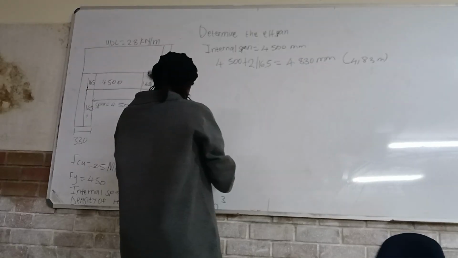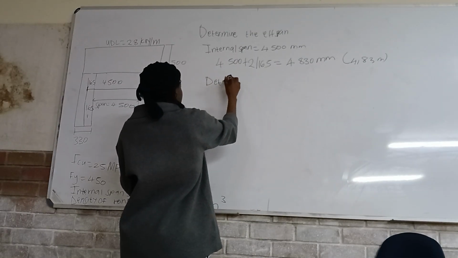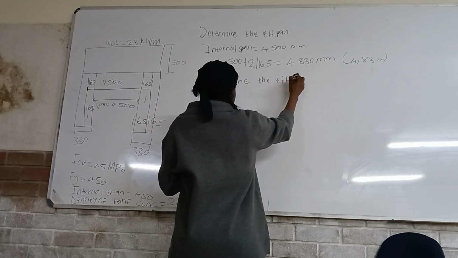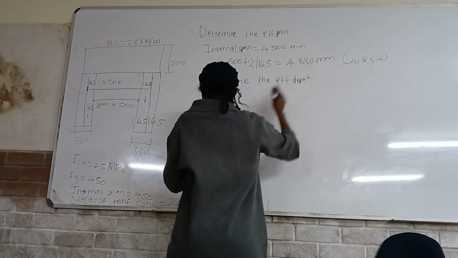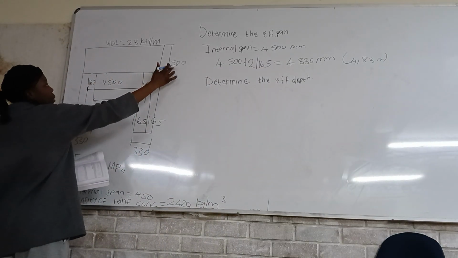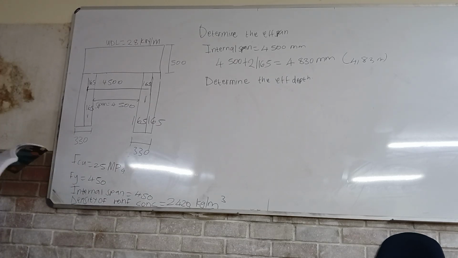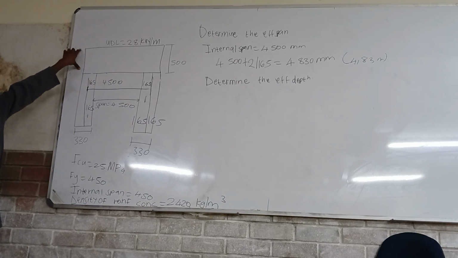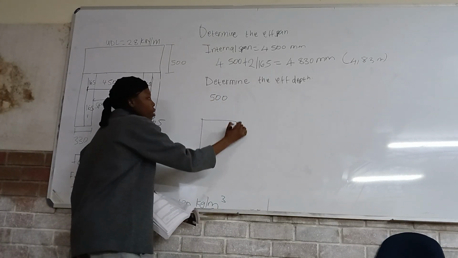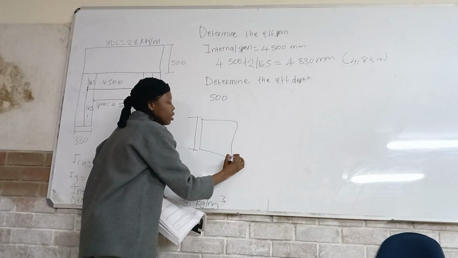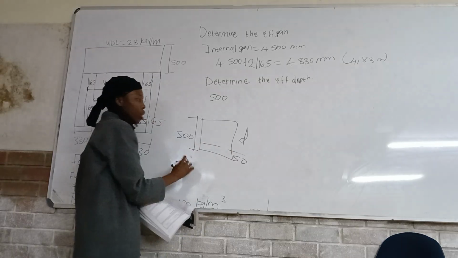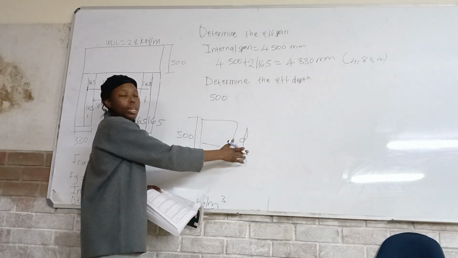Okay, so now we determine the effective depth. How do we determine the effective depth? We have an overall depth of 500. They told us in the statement that our overall depth is 500. If we had an overall depth and let's say our cover is 50, with an overall depth of 500, we want the effective depth. Let's put it as overall depth minus cover, and then we get the effective depth.